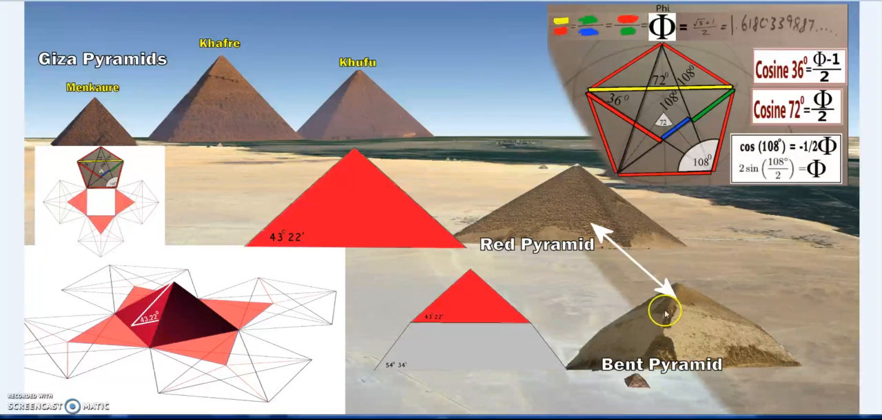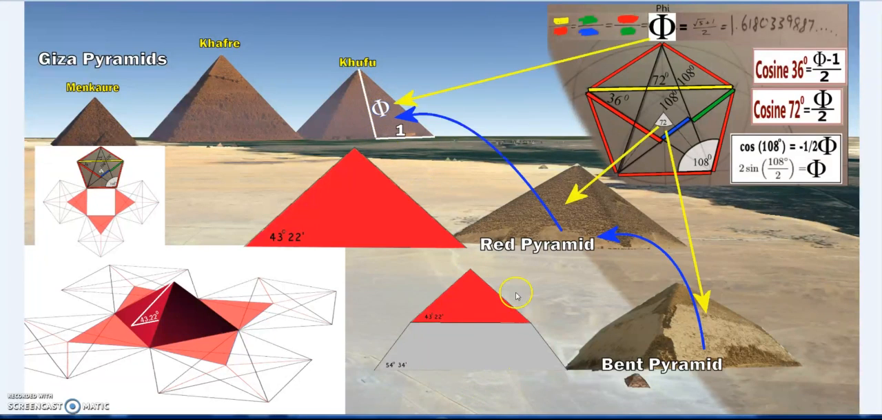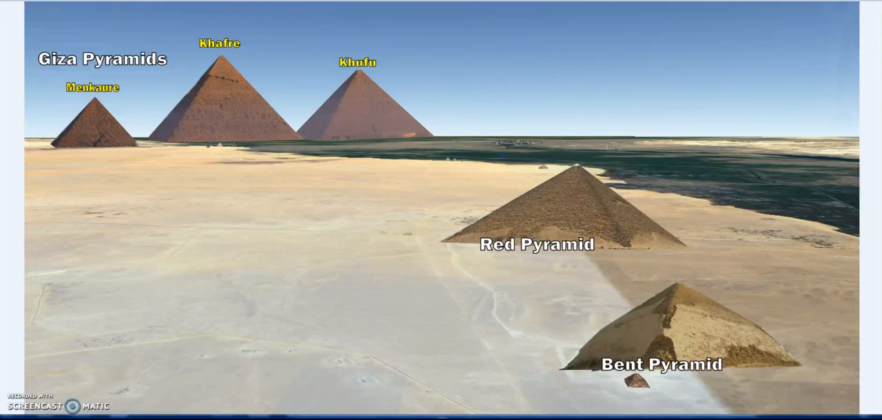So the red pyramid and the top portion of the bent pyramid also relate to the golden number, as does the great pyramid. The slope to the half base is a ratio of 1 to phi, which is built into nature. So whether it's the pentagram or the pentagon, the golden number links 1, 2, 3. The pyramids are all linked in multiple, beautiful ways.